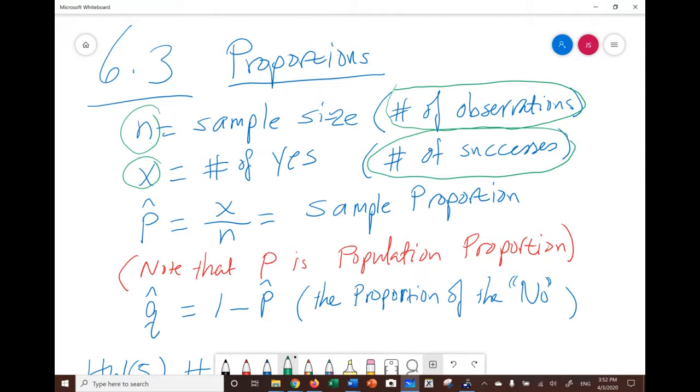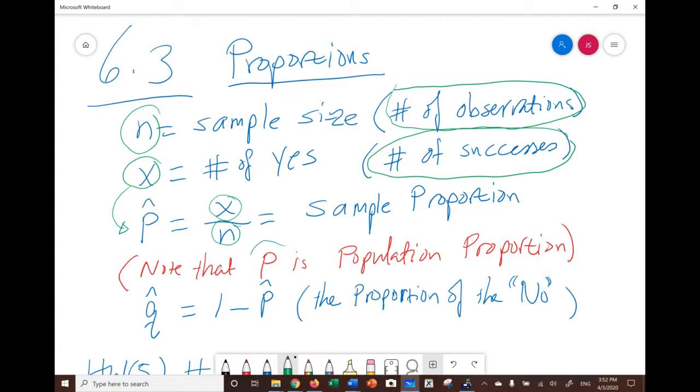So let's say that you are surveying people about an issue. Every time somebody says, do you agree, do you support, are you for, whatever, every time you hear yes, it is a success. And the complement of yes is a no. So in here, we try to find the proportion of yes. We call it the sample proportion, by taking the x and dividing that by n. That's called the sample proportion.